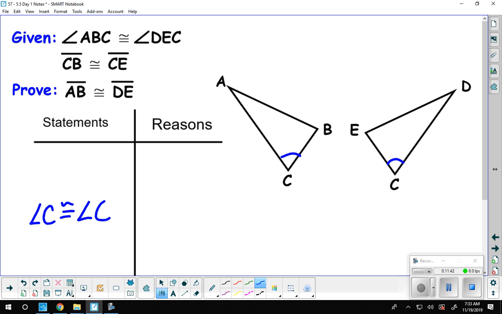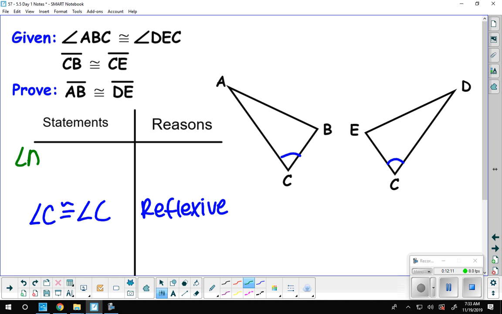Now, anytime something's congruent to itself, it is by the reflexive property, even though this is an angle. We've only really used the reflexive property for sides up until this point, but reflexive property still works for angles because reflexive property just means that something is congruent to itself. So it's like a reflection, right? Reflexive, reflection. It's like you're looking in a mirror and you see the same thing back, whether it's a side or an angle. And then let's go back and mark our two givens.